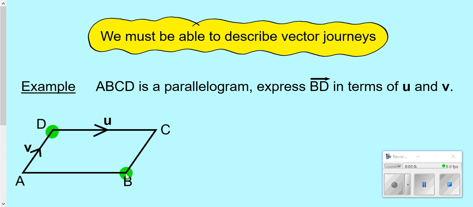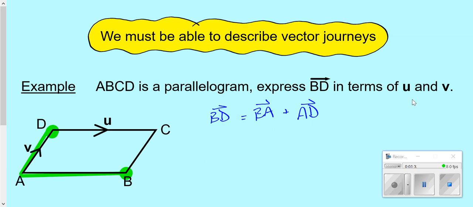So what I could do is go from B to A, and then go from A to D. So to get from B to D, I can say that B to D is the same as going from B to A, and then going from A to D. That's the same. Going from B to D is the same as going along here and then up here.